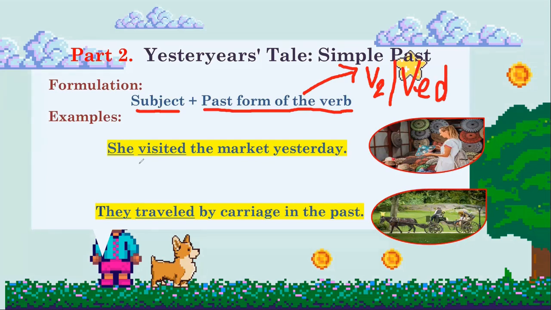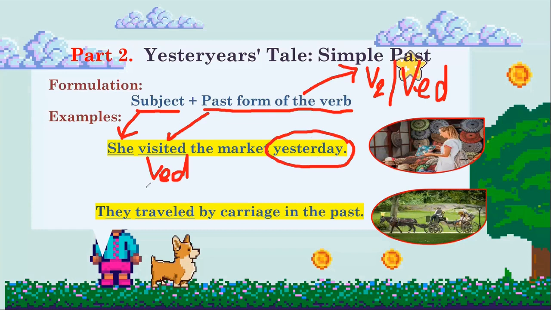We have the sentence: She visited the market yesterday. And here she is the subject and the verb visit changed into the past form visited. Here we have verb-ed. And we also see a very important word here, yesterday. It is also the signal word. It solidifies the event in the past.